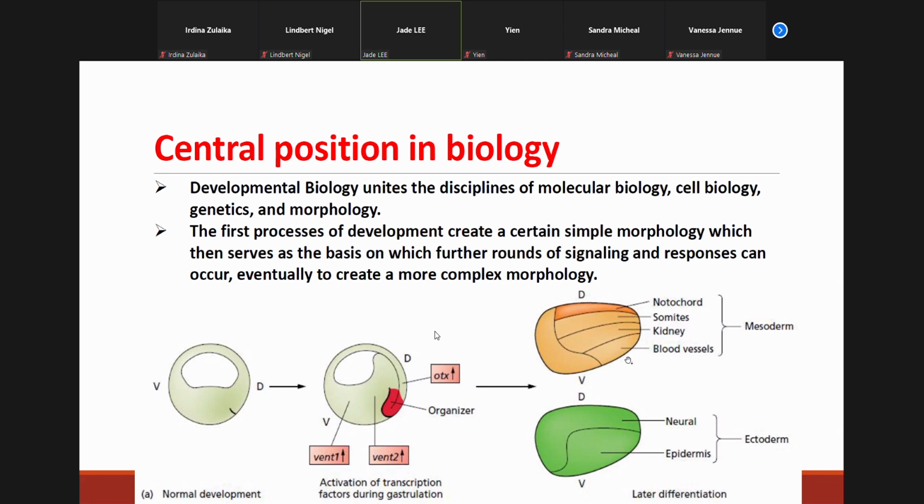Then they establish the three different layers. Okay, after the later differentiations, we have the mesoderm, we have the ectoderm, and we also have the endoderm, which is not shown here. In the mesoderm, we have the notochord with the somite, the kidney, and also the blood vessel, whereby in the ectoderm, which is the most outermost layer, we have the neuro and epidermis, which at the end becomes the skin of the organism.